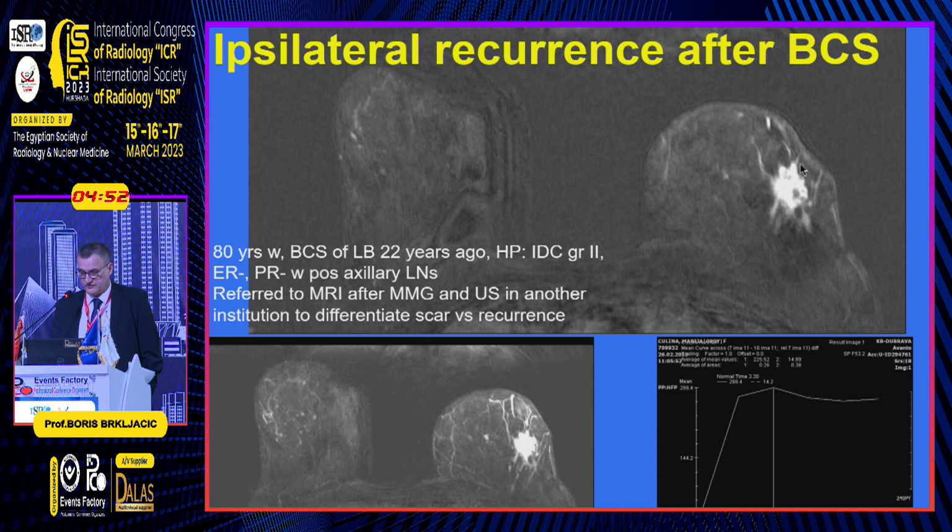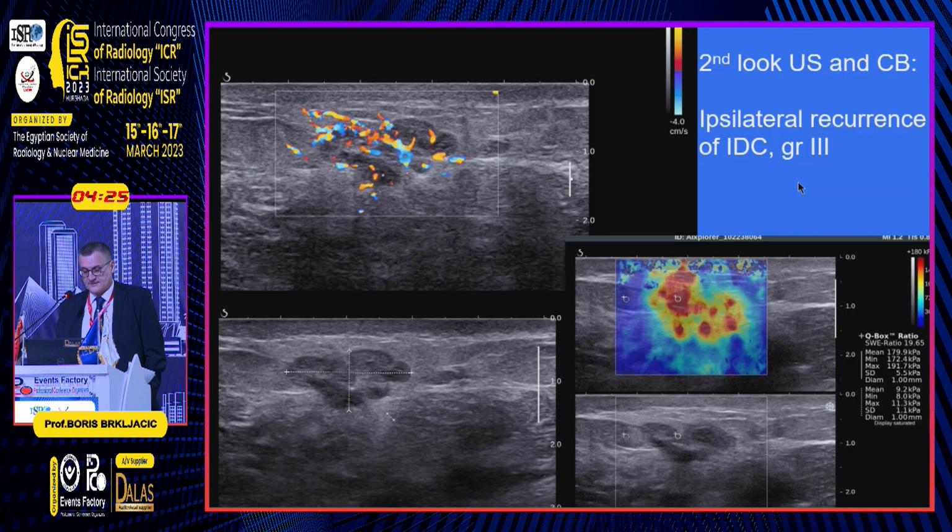This is an example of an 80-year-old woman who had breast cancer 22 years ago, and she now has a large recurrence exactly at the site of the scar, which was ER and PR negative. At that time, HER2 was not determined, so basically we can really see these recurrences even very, very long time after the initial cancer was resected.